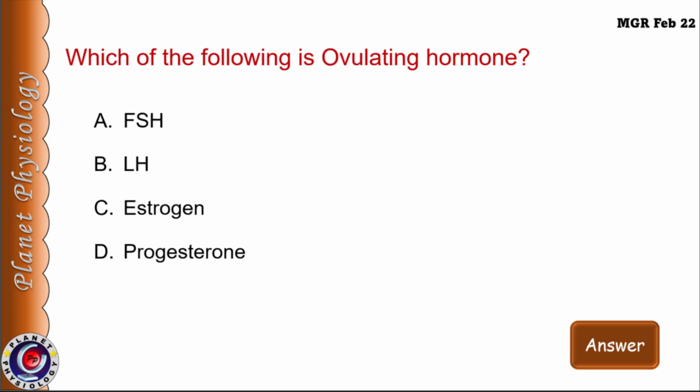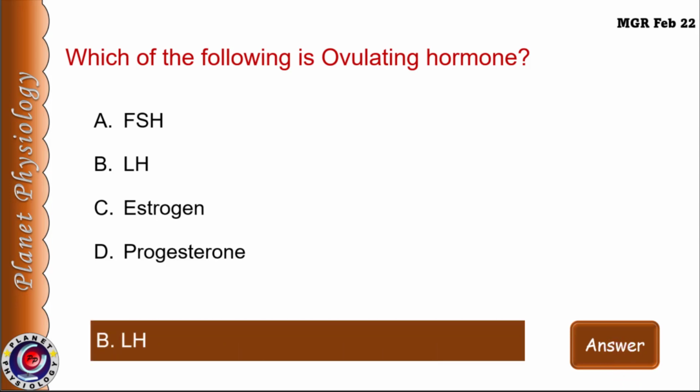Next question. Which of the following is ovulating hormone? Yes, very simple question. Options are A. FSH, B. LH, C. Estrogen and D. Progesterone. And the correct answer is B. LH. LH surge causes ovulation.